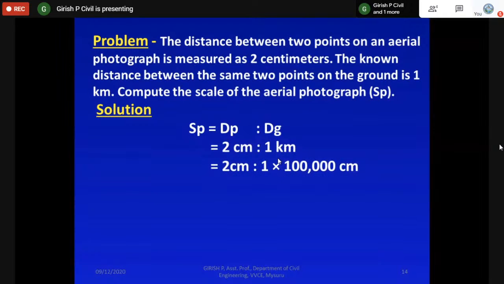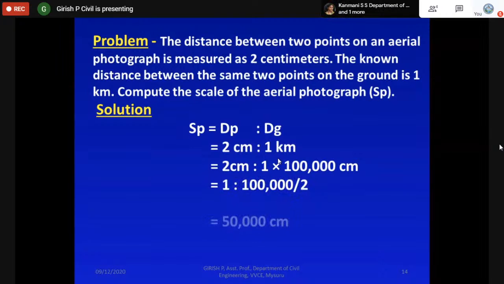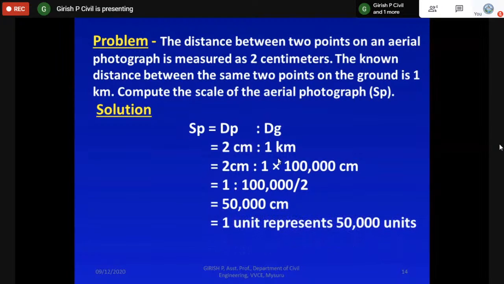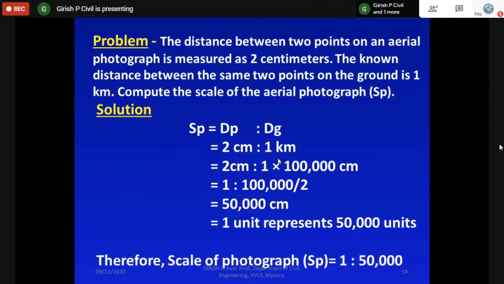So the scale of photograph equals 2 centimeter over 1 kilometer, which we convert to centimeter: 2 centimeter over 1 lakh centimeters. Then 1 to 1,00,000 divided by 2, so the scale of photograph is equivalent to 50,000 centimeter. We represent that one unit represents 50,000 units. So finally, the scale of photograph, SP, will be equal to 1:50,000. This is the way the scale ratio will be fixed in method 1.